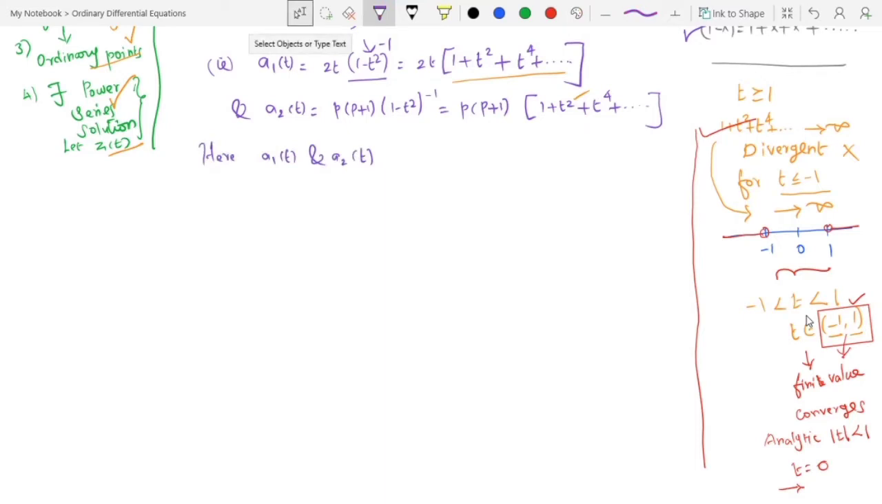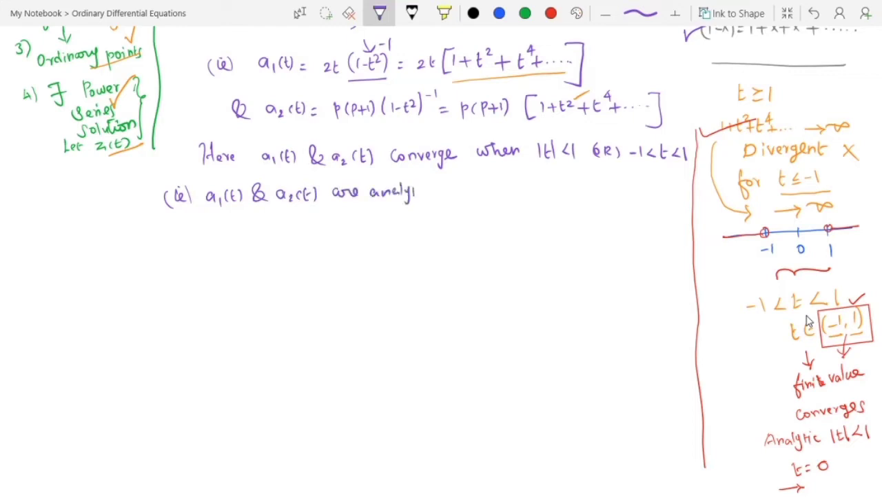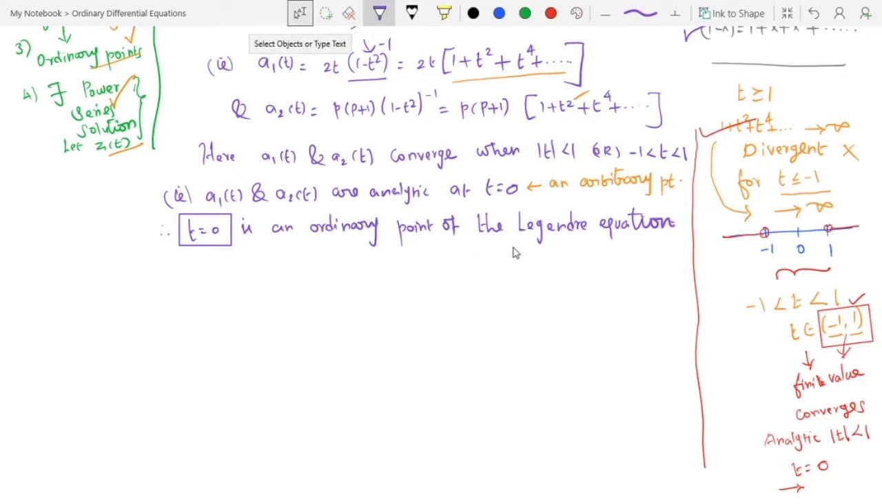Hence, we can conclude here that a1 of t and a2 of t converge when absolute value of t less than 1, which is equivalent to minus 1 less than t less than 1. That is, a1 of t and a2 of t are analytic functions, analytic at t equal to 0, an arbitrary point. Therefore, t equal to 0 is an ordinary point of the Legendre equation. By definition, equation 1 admits a power series solution for the region absolute value of t less than 1.